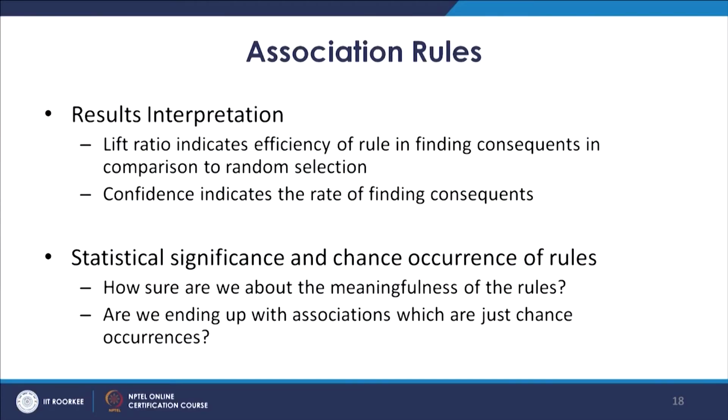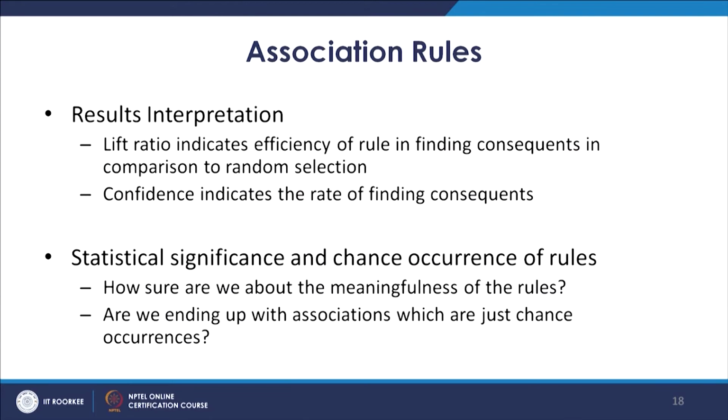If we look at the lift ratio, then the lift ratio indicates the efficiency of a rule in finding the consequence in comparison to random selection. So, if the lift ratio value is higher, then of course that rule would be considered more efficient in terms of finding the consequence. Whenever the antecedent is present, it is more likely that the consequent is also going to be present. That efficiency of a particular rule is captured by the lift ratio. So, we would always like to go for association rules which have a higher lift ratio.